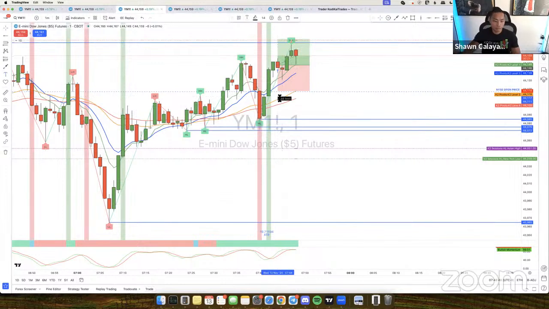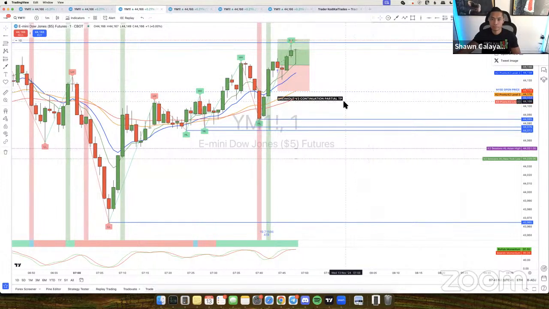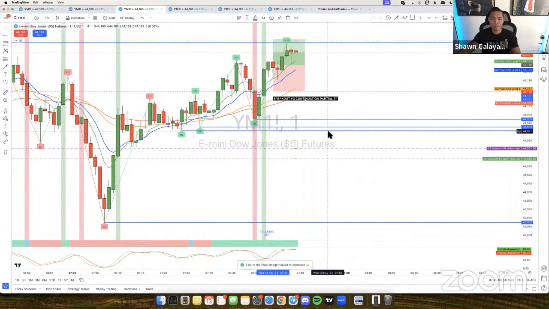So entry for this was breakout V3 continuation, partial TP. Yeah, I'd rather be safe than sorry, of course. I would have got stopped out regardless at the 10 points.